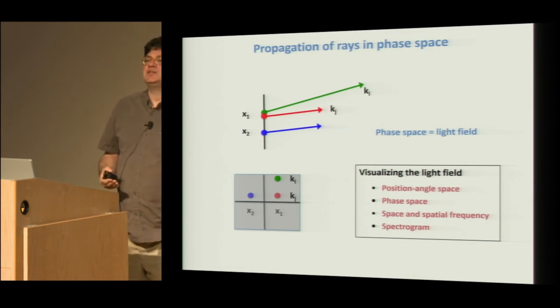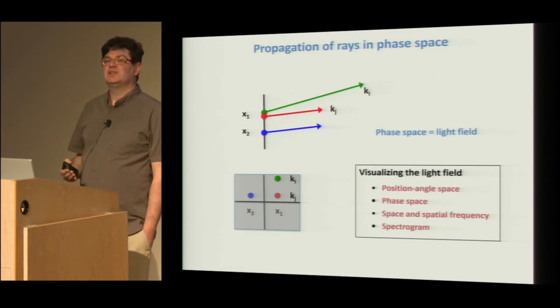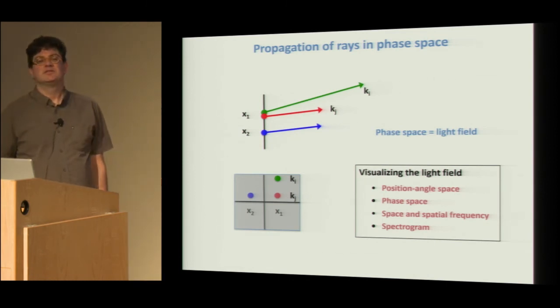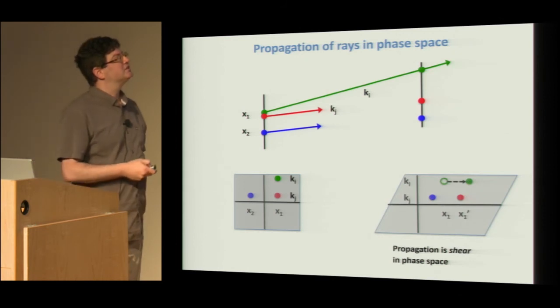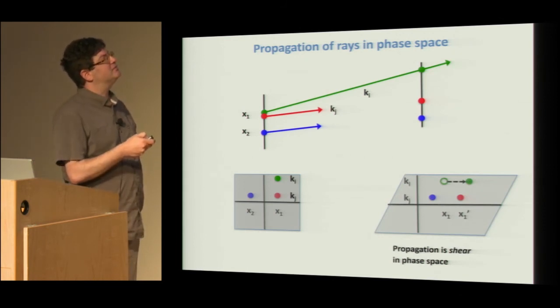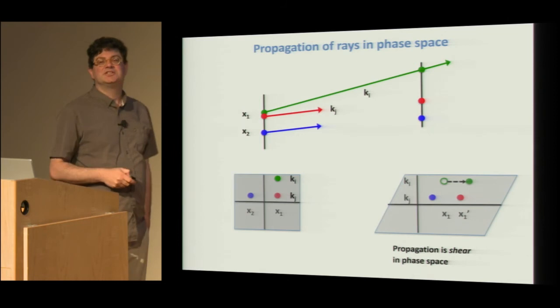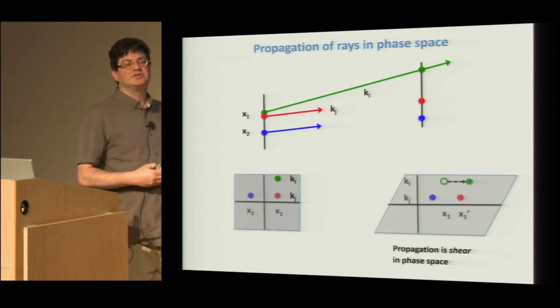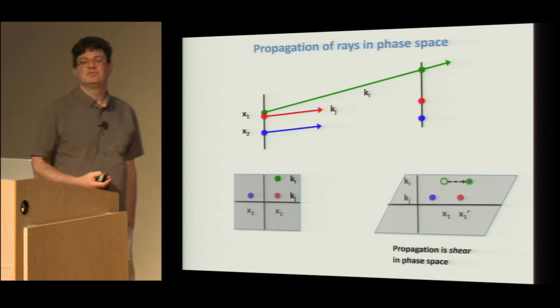And when you look at propagation, at least in geometrical optics, the rays just travel in straight lines. So at a farther distance, the angles are going to stay the same, the y-axis, but the positions change. So propagation amounts to a shear in phase space.